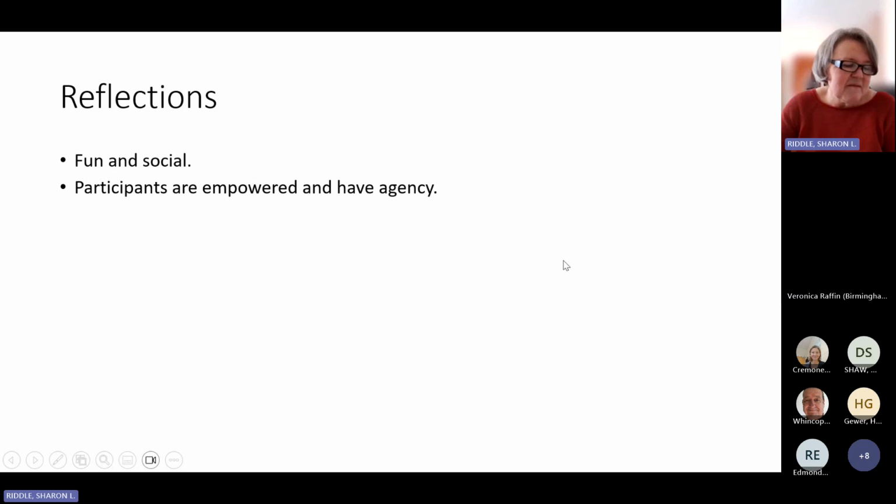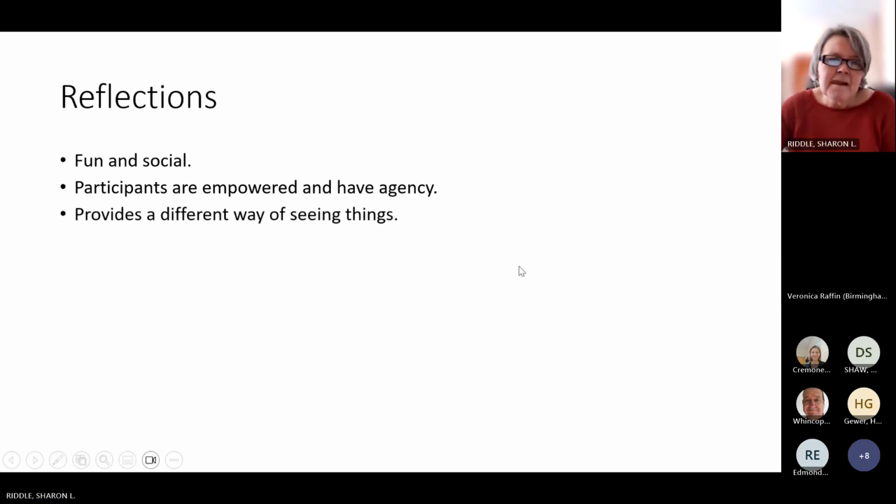Because people were given a blank sheet of paper, they had agency, they could be really creative while they were doing it. So it brought out their ideas and creativity, and they were free to express themselves.